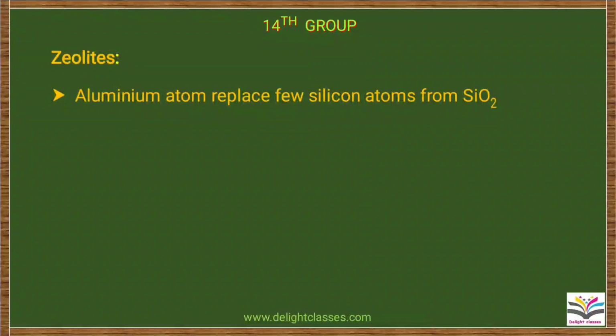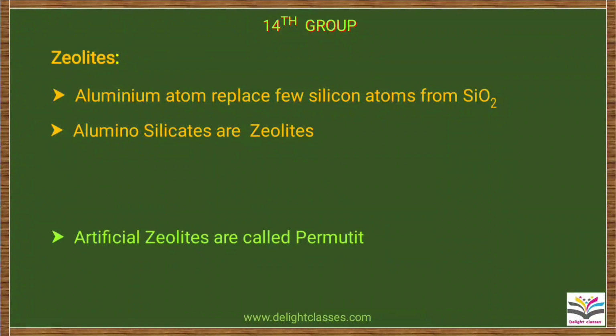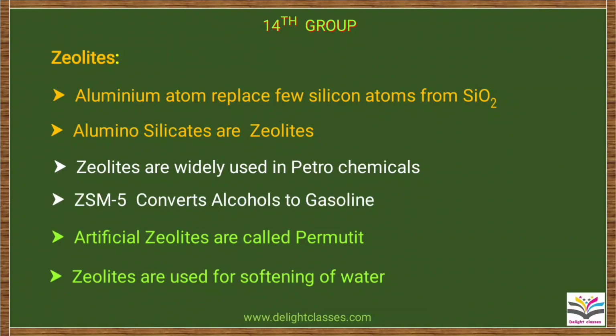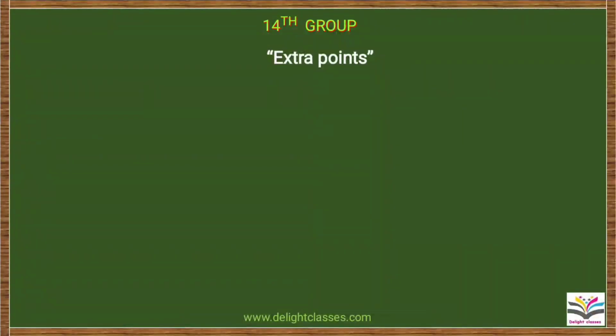Zeolite. An aluminium atom replaces a few silicon atoms in SiO2. Aluminosilicates are zeolites. Artificial zeolites are called permutits. Zeolites are used for softening of water. Zeolites are widely used in petrochemicals. ZSM-5 converts alcohols to gasoline.